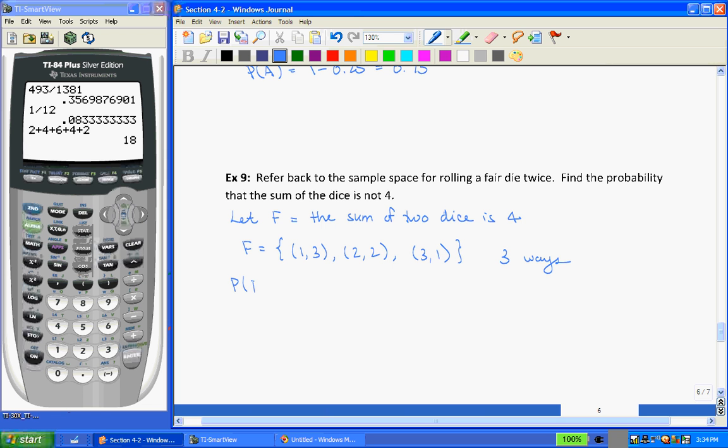So the probability of F is 3 over 36, or that reduces to 1/12. If I want to find the probability that it's not a sum of 4, everything else, all I have to do is say 1 minus 1/12. If you find a common denominator, changing that 1 into 12 over 12, it would be 11/12. So I didn't have to go back and do all that work of adding up all the other cases. It was just easy to take the event that I had in front of me, find its complement, and subtract that from 1.